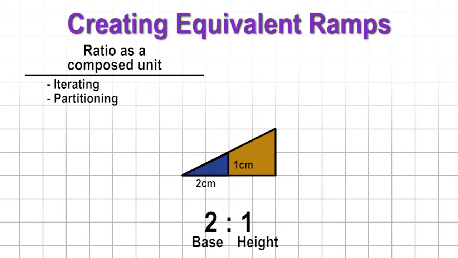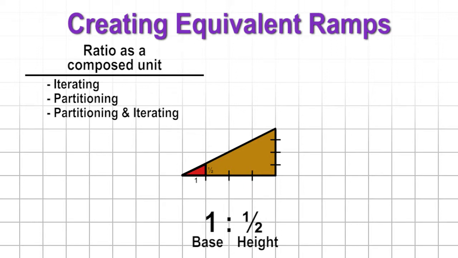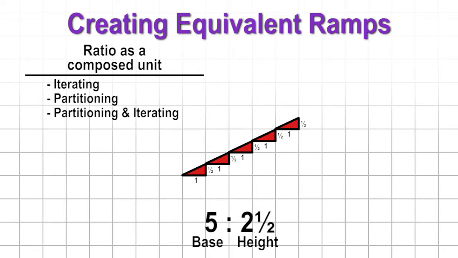Equivalent ramps or ratios can be made through a combination of partitioning and iterations. The ramp in this example was created by partitioning the original ratio of 4 to 2 into a smaller ramp of 1 to 1/2. The original ramp's base length and height were partitioned into 4 pieces to create a ramp with a base length of 1. The ratio of this ramp is 1 to 1/2. This ramp was then iterated or copied 5 times. This new ramp has a ratio of 5 to 2 1/2.